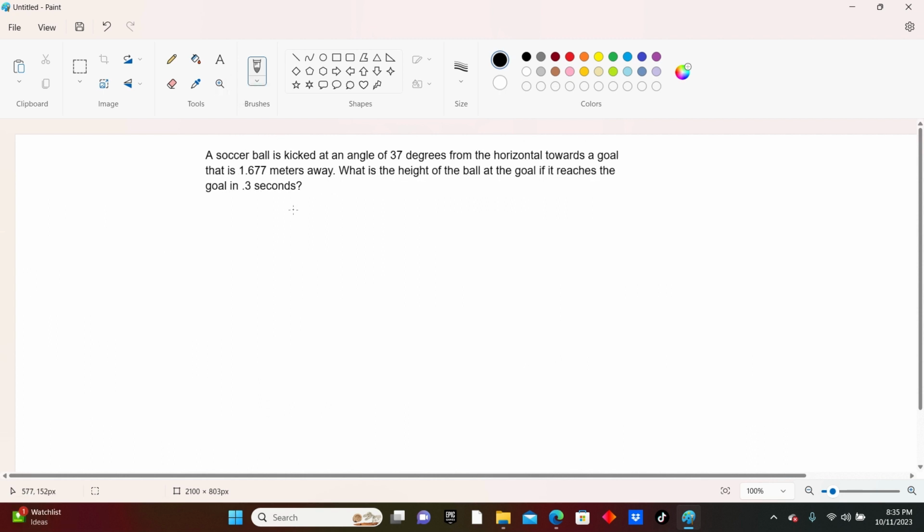Okay, this question says, a soccer ball is kicked at an angle of 37 degrees from the horizontal towards a goal that is 1.677 meters away. What is the height of the ball at the goal if it reaches the goal in 0.3 seconds?